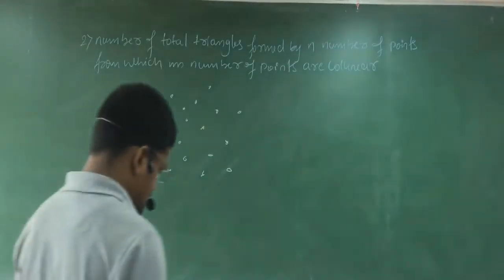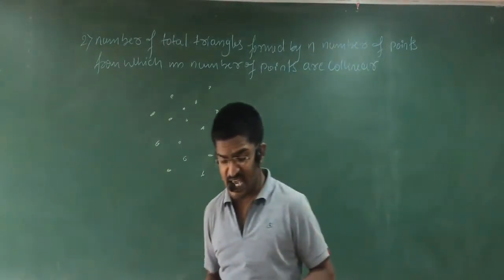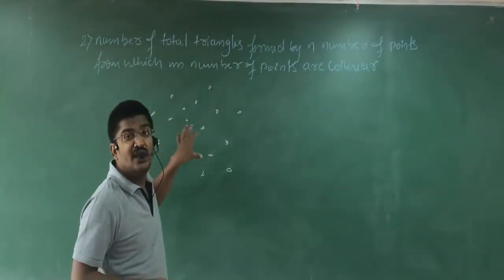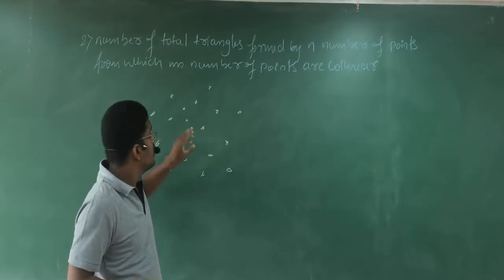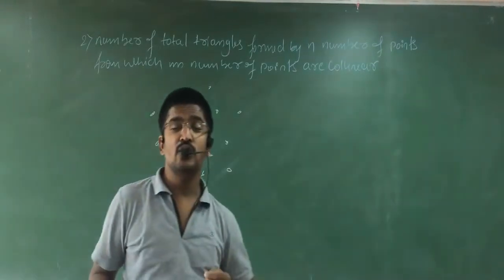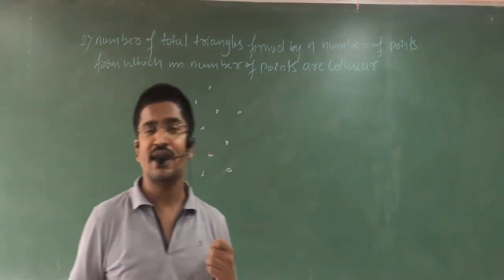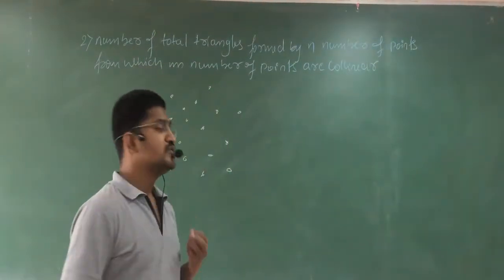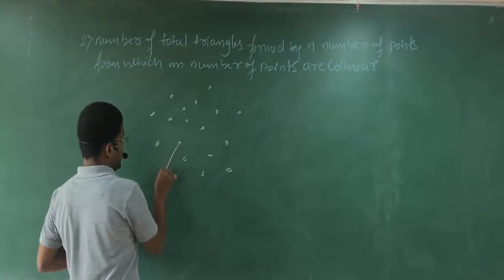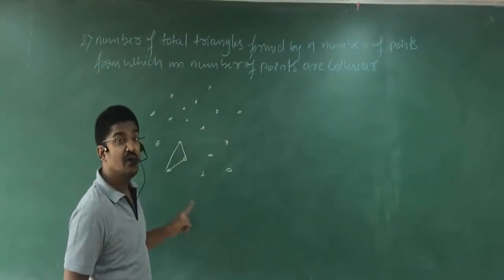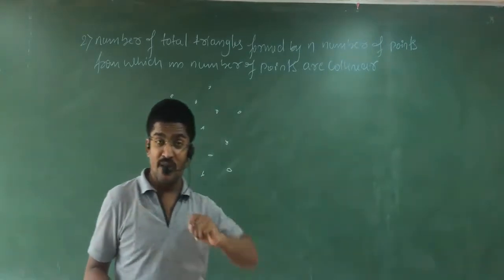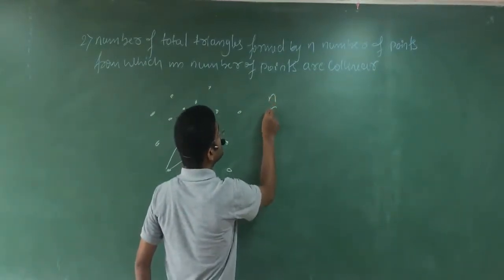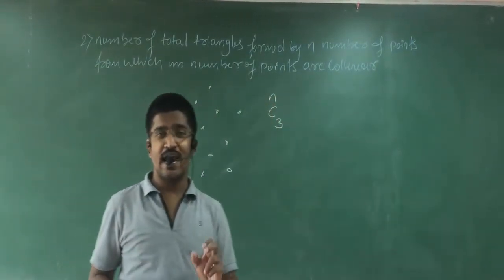Okay students, now let us see how many triangles can be formed from n number of points. See here, I have n number of points on the plane. From these n points, I have to draw a triangle. As you all know, a triangle has 3 vertices, which means we need 3 points for those vertices. So how many triangles can you draw? That means I can draw NC3 triangles. No problem.